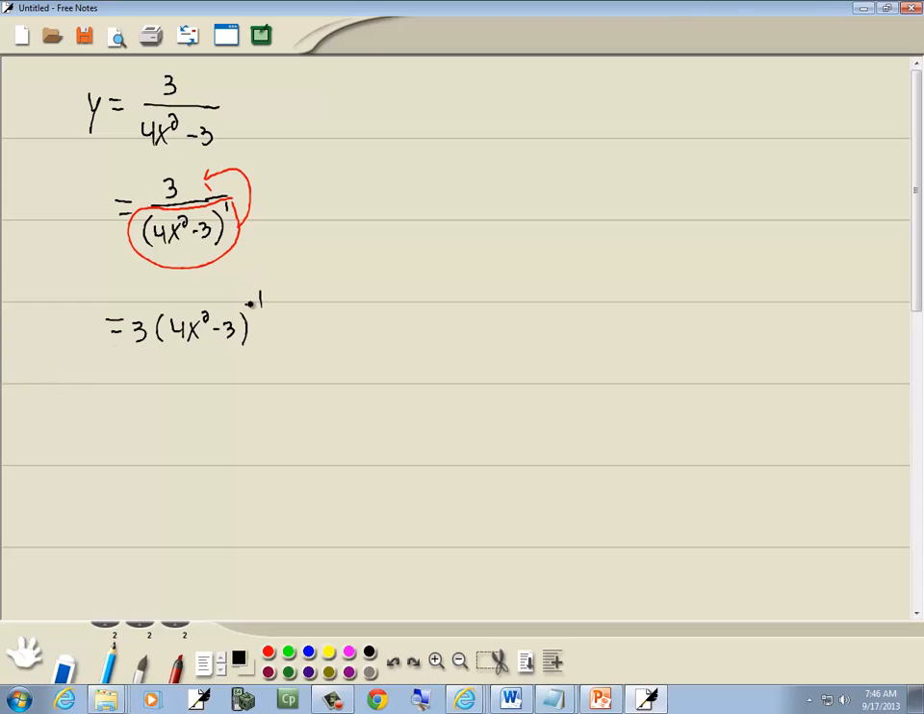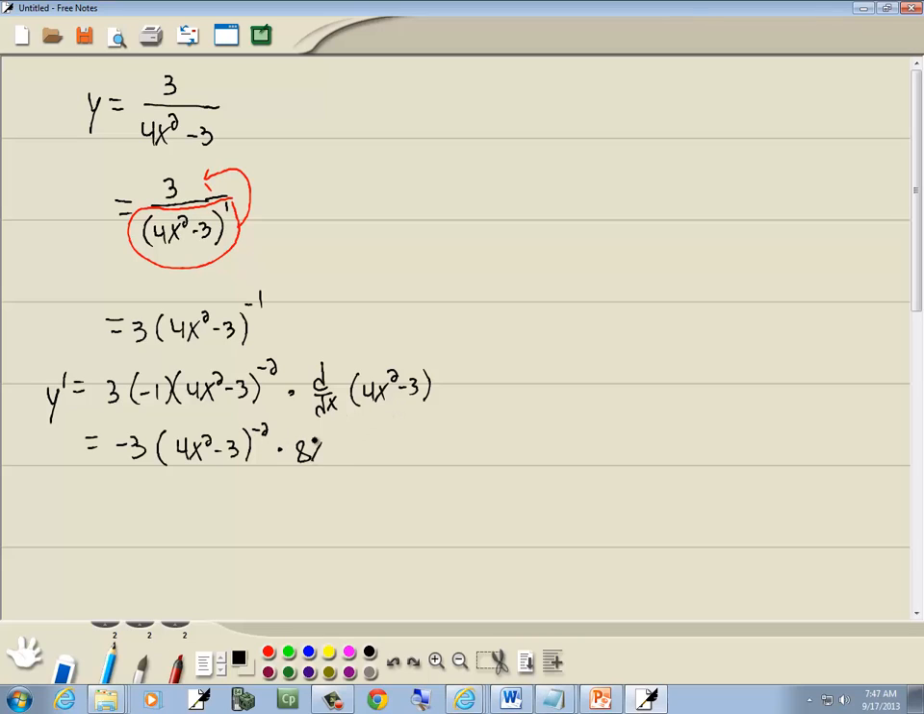Well, now we've got parentheses to a power, so that's the chain rule. General power rule: take your power, put it out in front. What's inside the parentheses remains as is. Lower your power by 1. Negative 1 minus 1 is negative 2, times the derivative of what's inside your parentheses. 3 times negative 1 is negative 3, times 4x squared minus 3 to the negative 2. The derivative of 4x squared minus 3 gives you 8x.